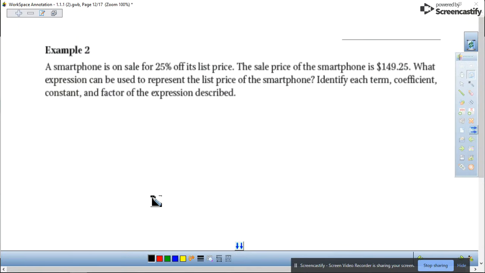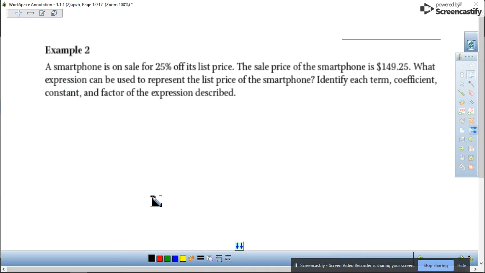All right, guys, for the next example here, example 2 says a smartphone is on sale for 25% off its list price. The sale price of the smartphone is $149.25. What expression can be used to represent the list price of the smartphone? Identify each term, coefficient, constant, and factor of the expression described. So first, we've got to create an expression.